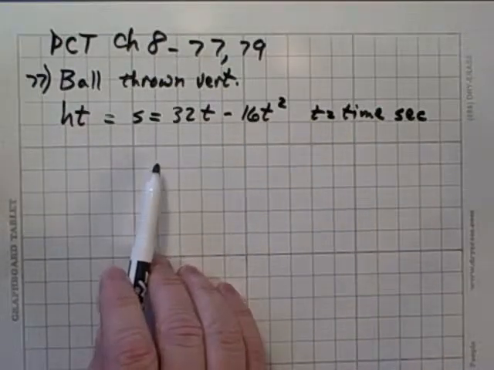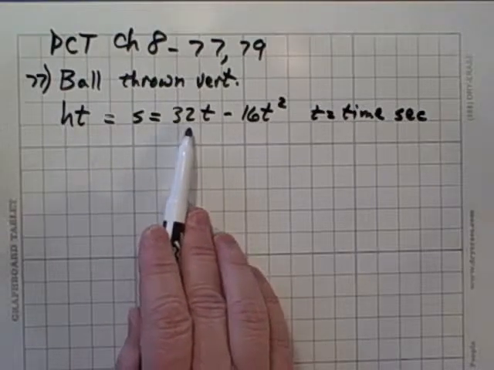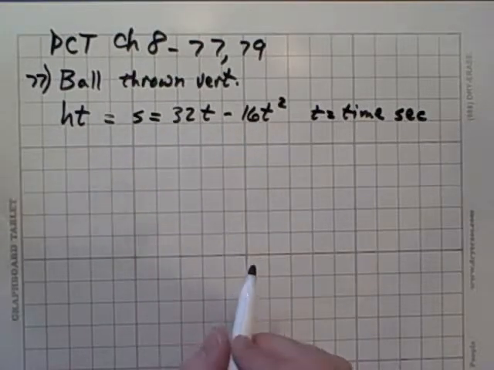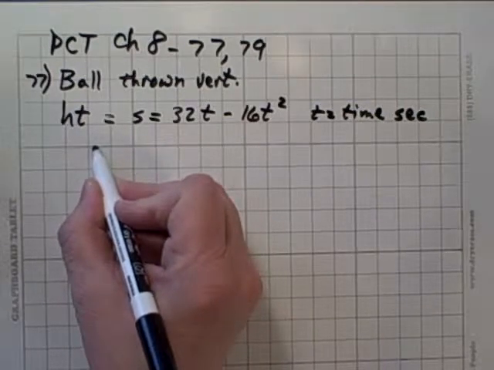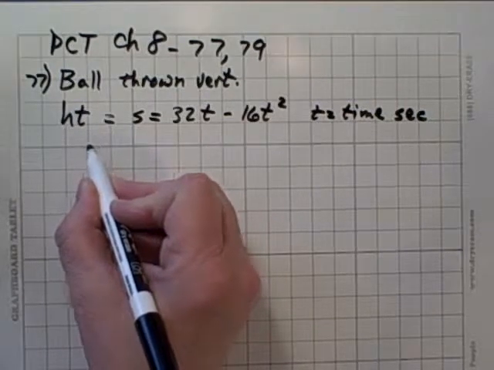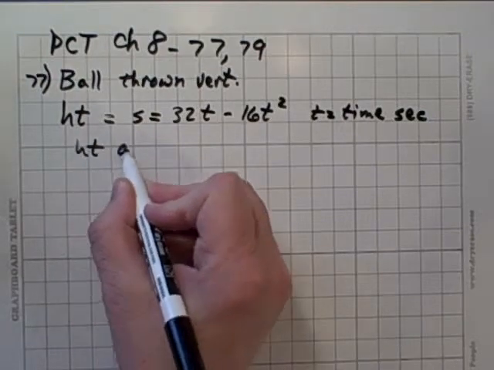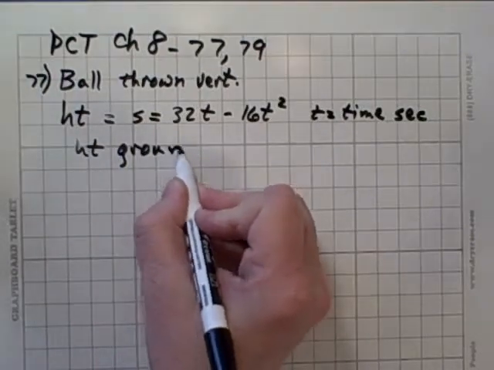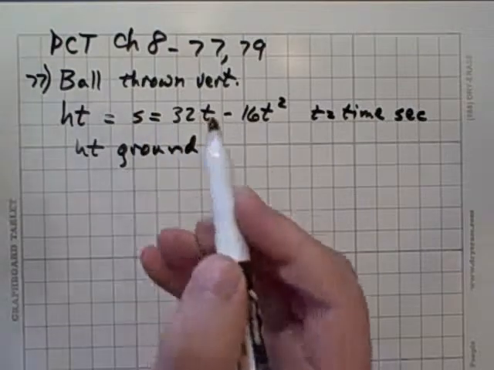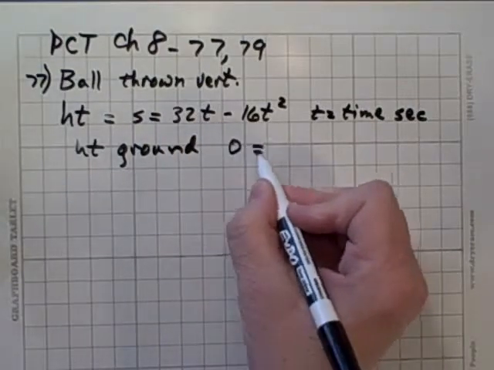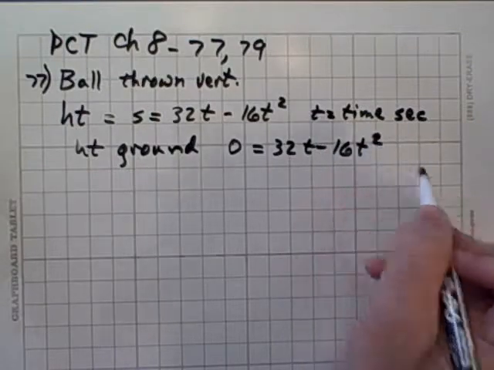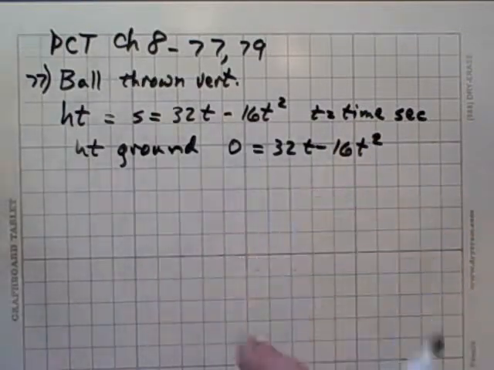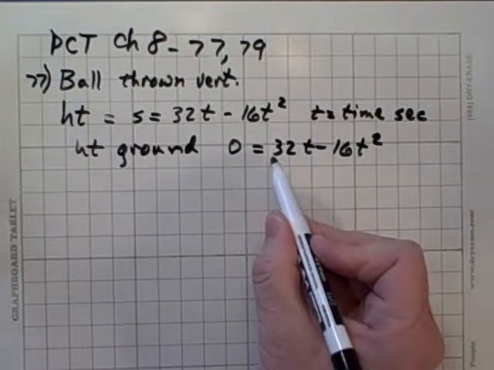The question is, when will it be at its highest point? Hopefully you recognize that this is a parabola and it's opening downward. If we simply do a little bit of factoring, when would it hit the ground? At this stage we would say the height is 0, and we have 32t minus 16t squared. This isn't their question, it helps us solve it.